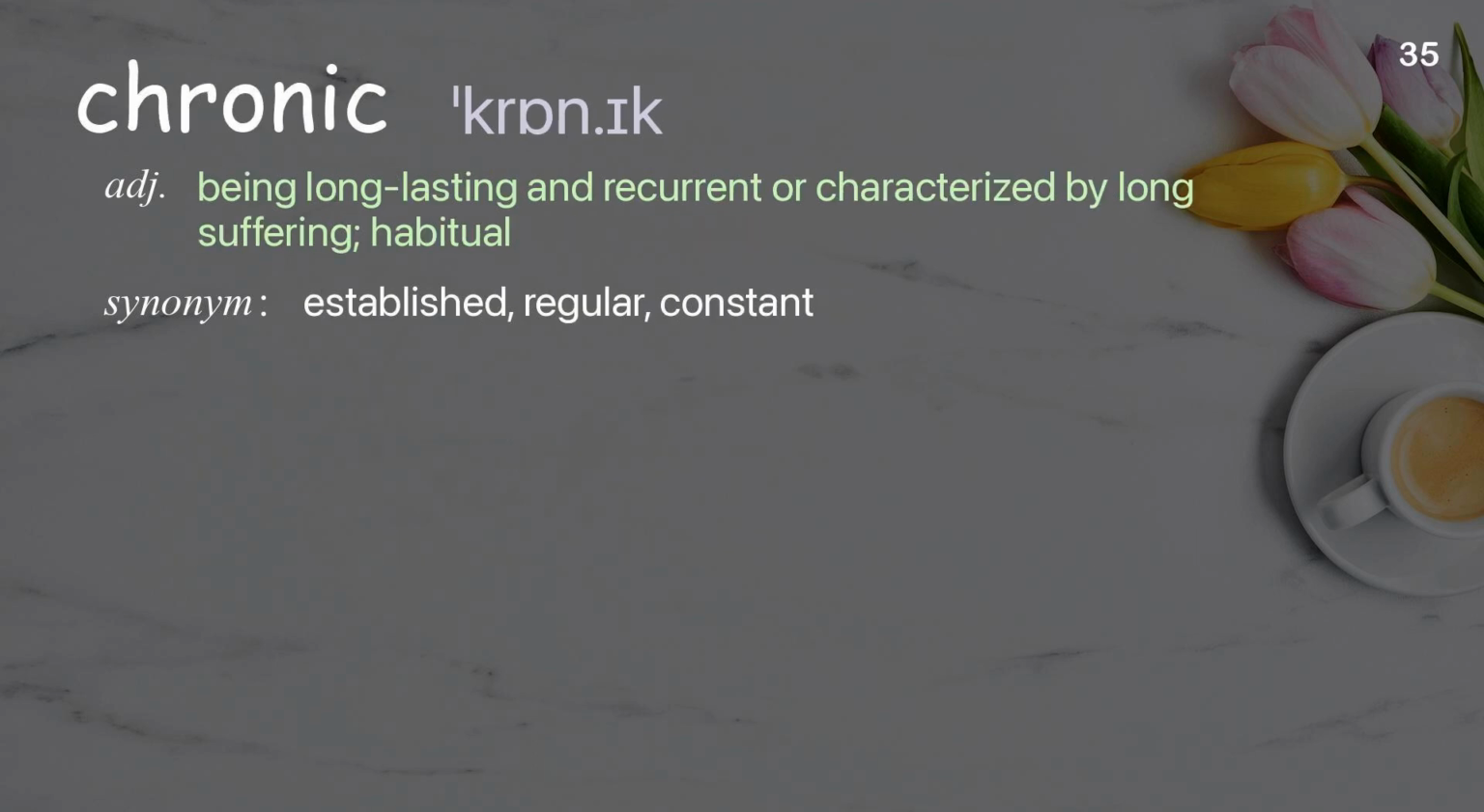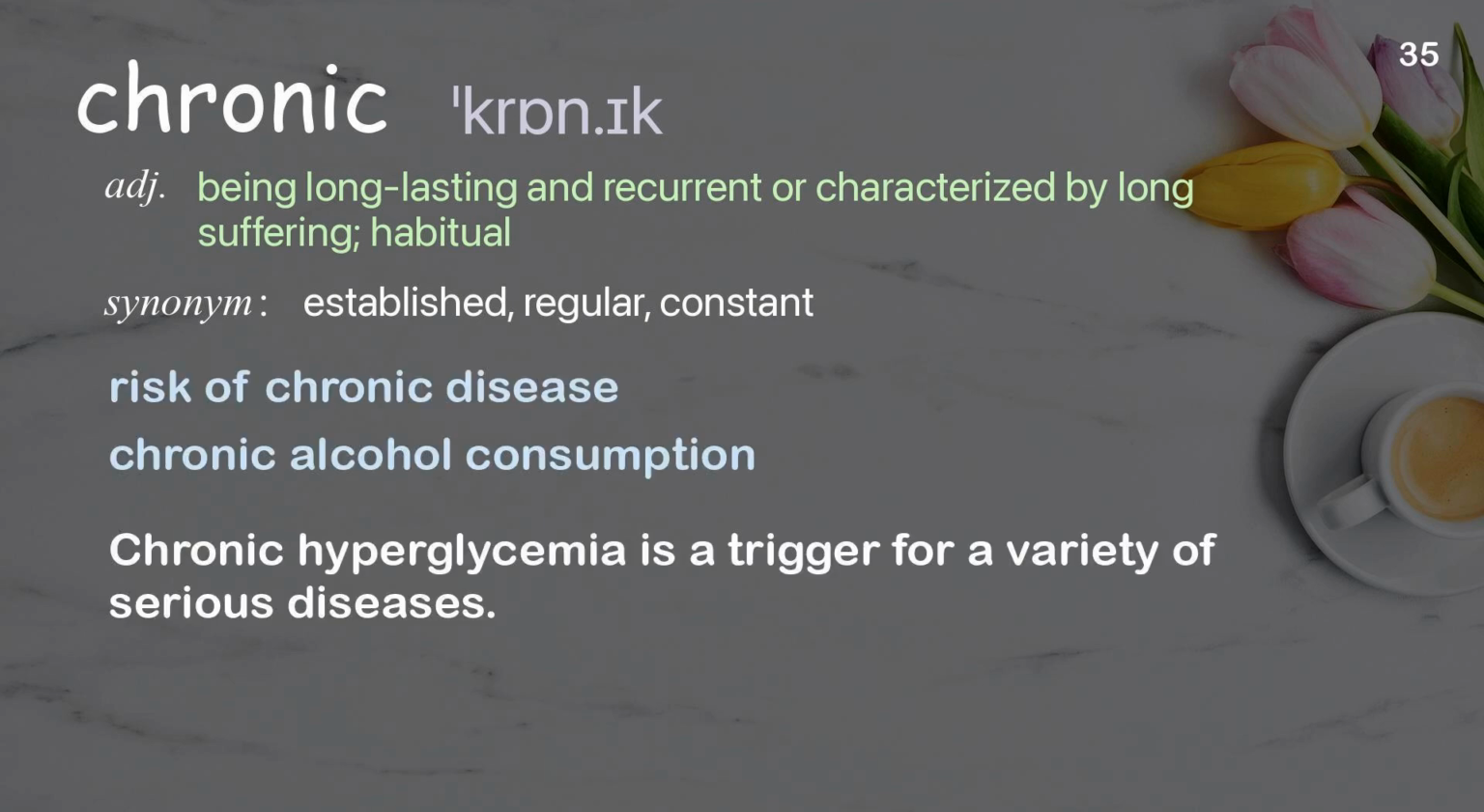Chronic. Being long-lasting and recurrent, or characterized by long-suffering, habitual. Examples: Risk of chronic disease. Chronic alcohol consumption. Chronic hyperglycemia is a trigger for a variety of serious diseases.